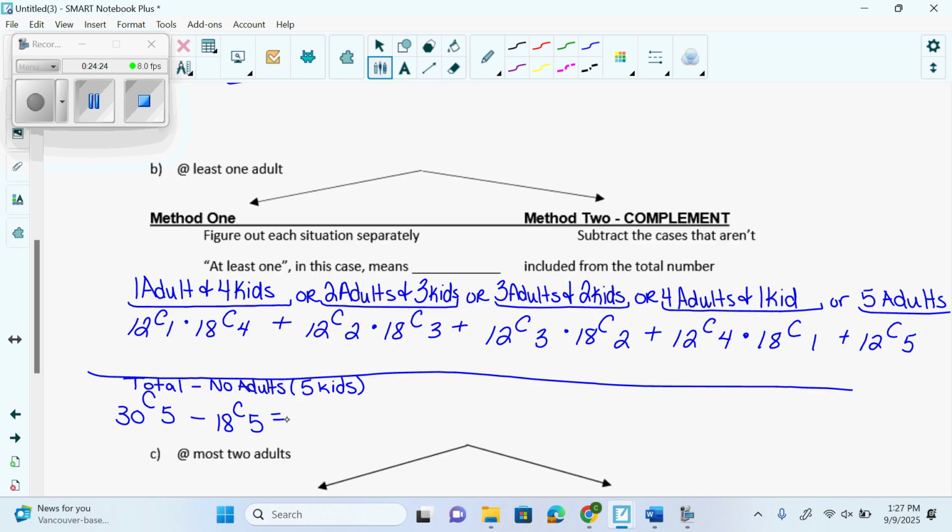If that makes no sense to you, you can do the big, long, convoluted one. It'll still get you the exact same answer. $133,938. This answer is the exact same.